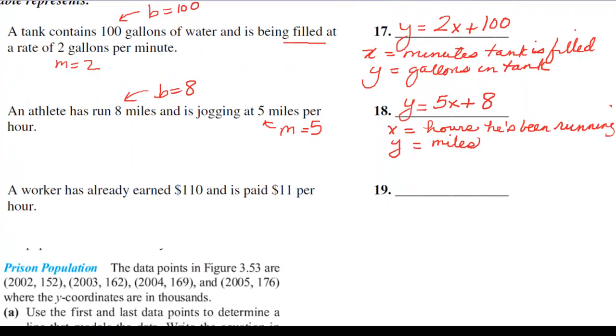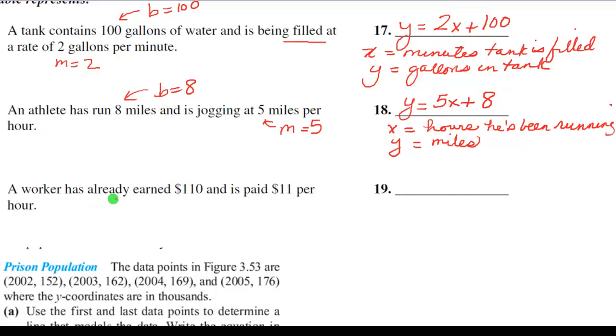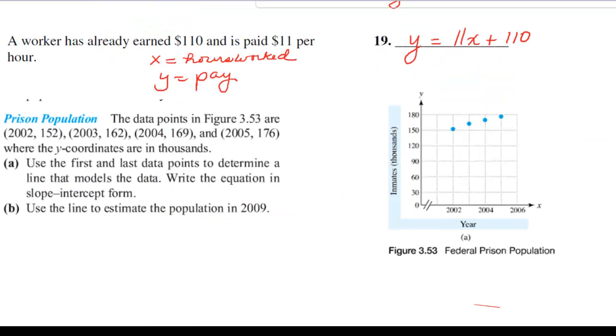The next problem says, a worker has already earned $110 and is paid $11 per hour. So x is the number of hours that the worker works after he's earned his $110, and y is his new pay, his pay. So 11x plus 110, because I'm sure you figured out which was the slope and which was the y-intercept for that.